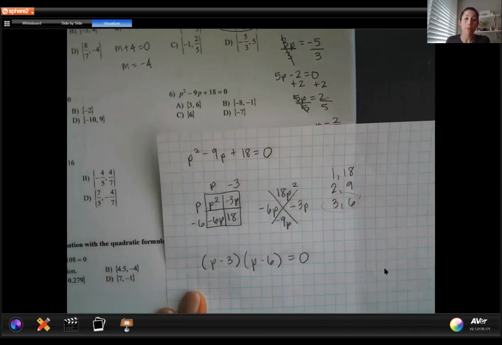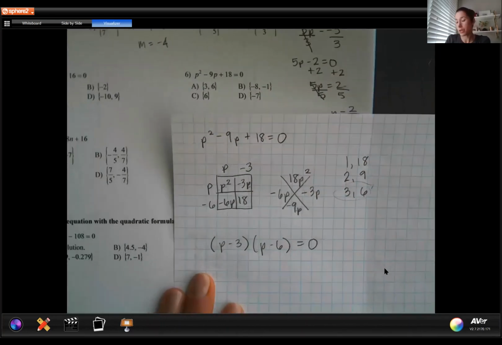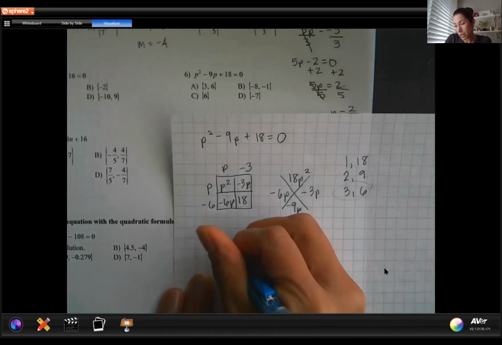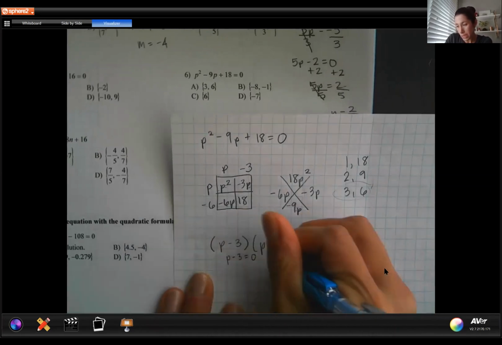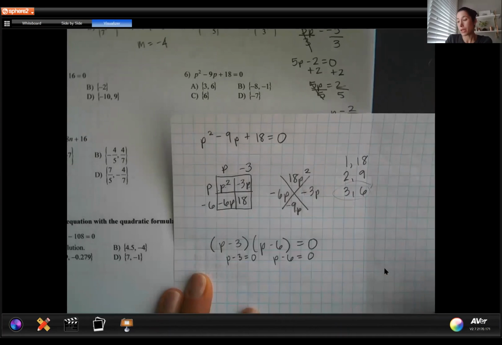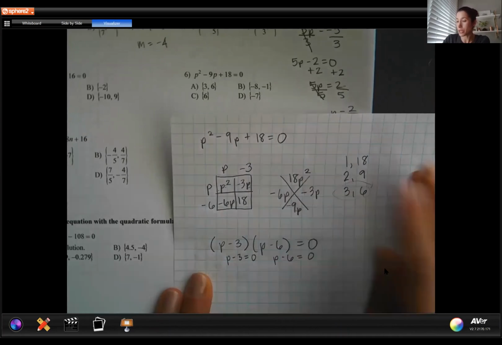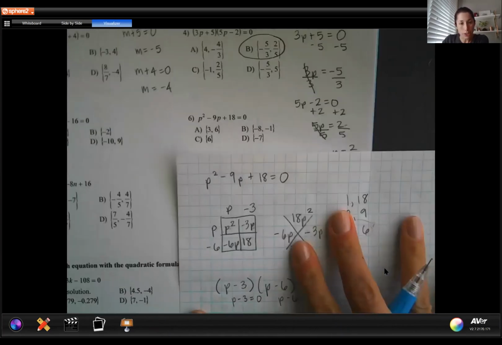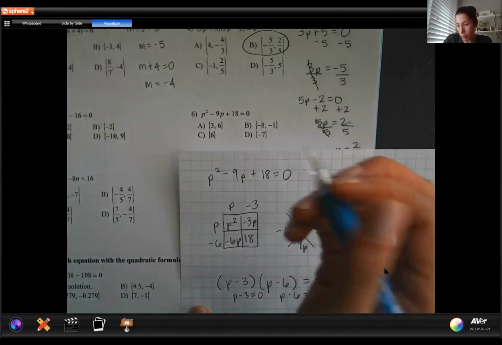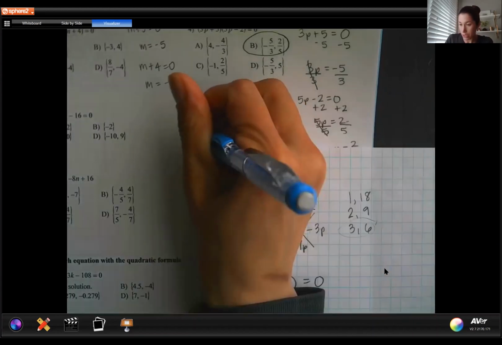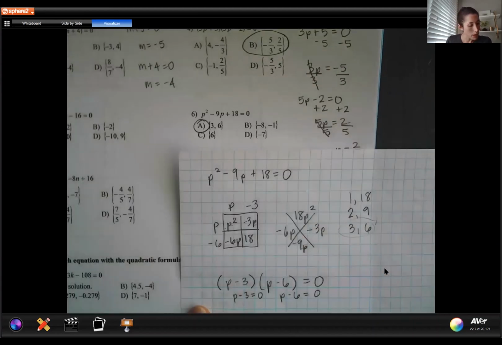And then I would just set those equal to 0. So p minus 3 equals 0, p minus 6 equals 0, and then I would get 3 and 6 for my solutions there. So that's question number 6. That would be 3 and 6. So we've got that here.